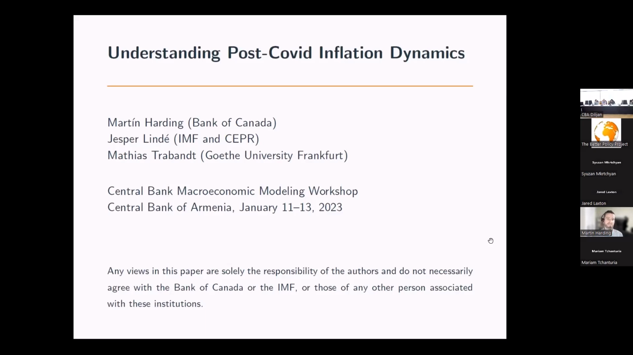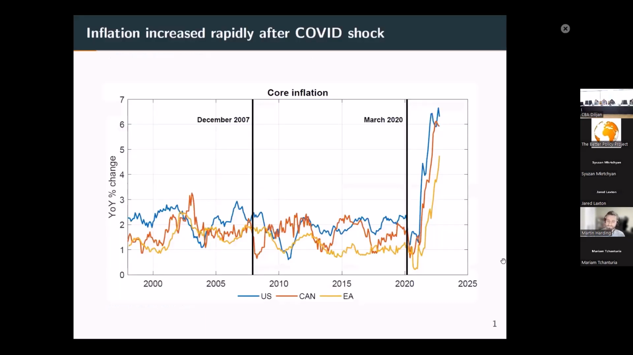And this paper is called Understanding Post-COVID Inflation Dynamics. So just to motivate the topic, for all of us, it's clear that there's been a very sharp increase in inflation after the COVID shock hit, and that's what you see on the right-hand side of the chart here. So this is core inflation, removing the more volatile components of inflation, for the US in blue, Canada in orange, and the Euro area in yellow.